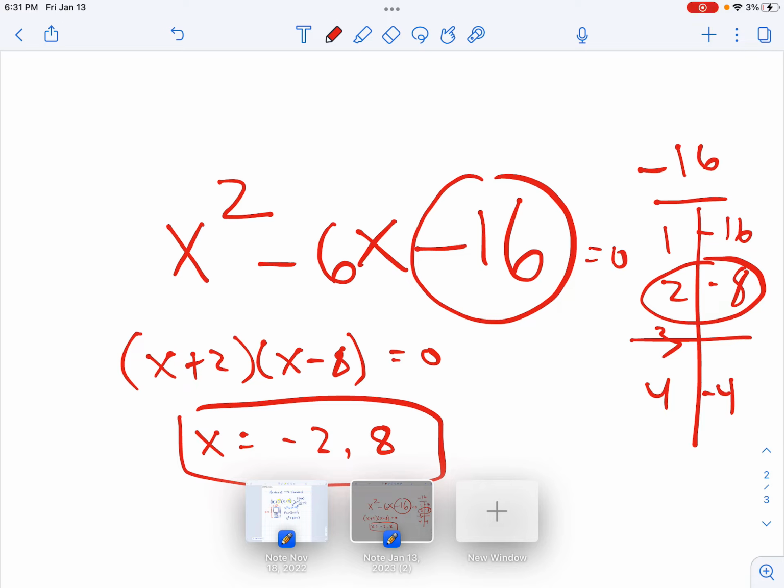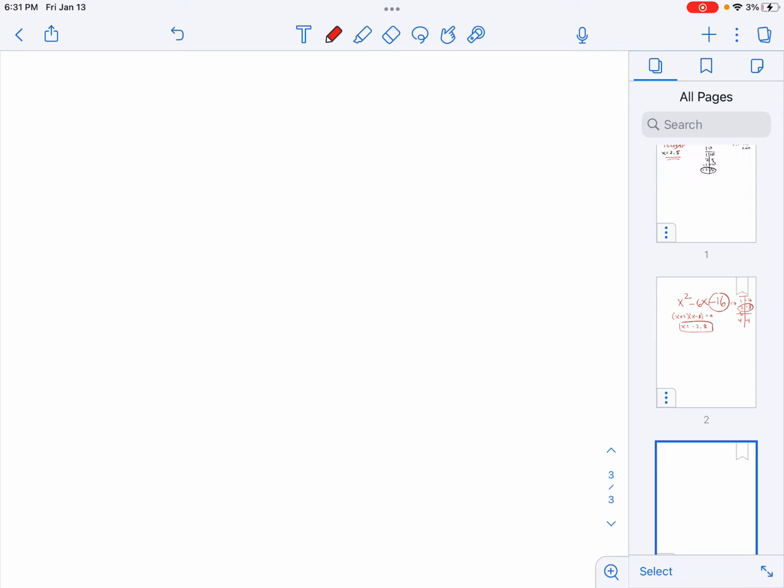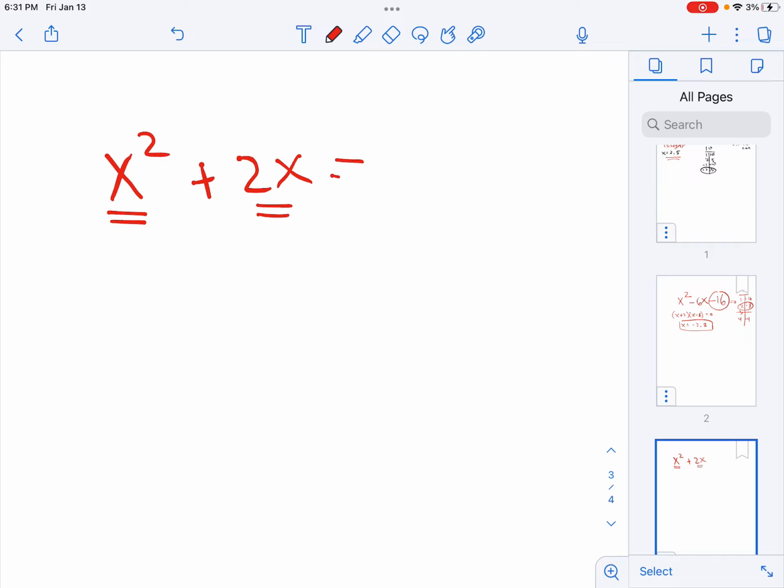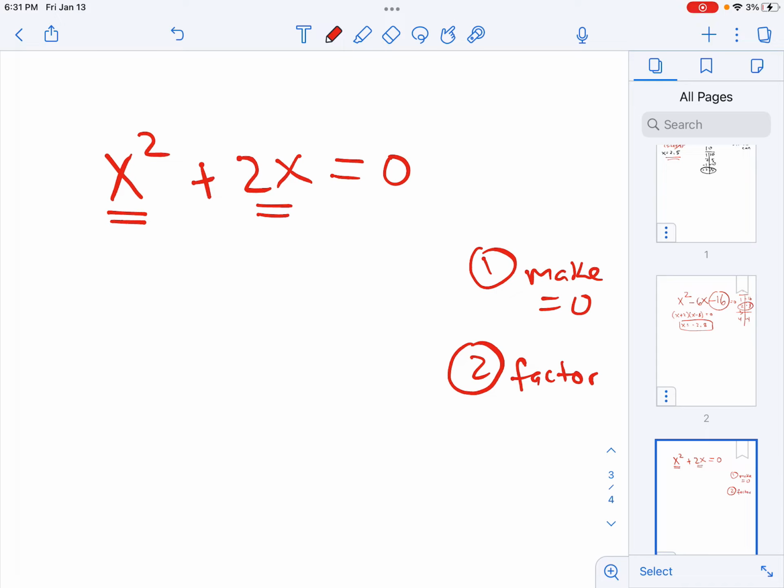Okay, now let's do something that's in a different form. Let's do something that looks like this: x squared plus 2x. Now notice I've only got an x squared term and an x term, and we're going to set that equal to 0. Now there's two steps. Number one, we have to make it equal to 0, and in this case it already is, so that makes it easy. Now the second step, we have to factor. Unlike the first example we did, these types of questions will always be able to factor.